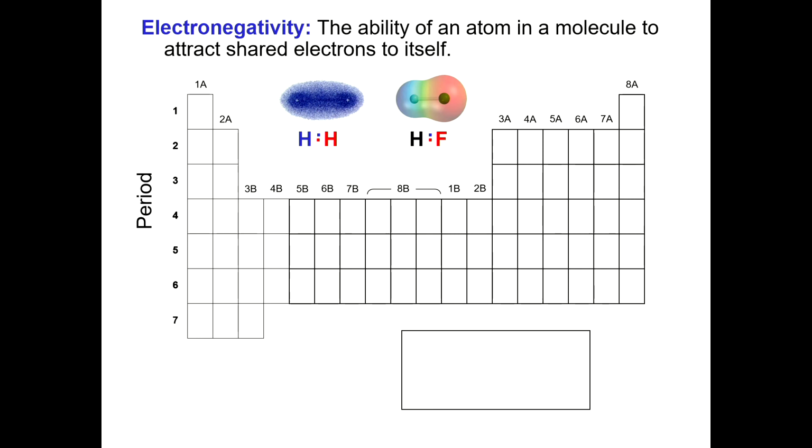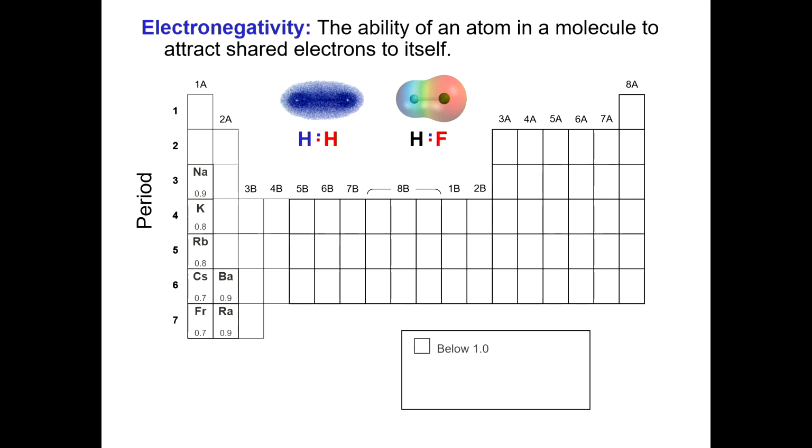So is that word electronegativity or electronegativity? Electronegativity, not electron. I don't know how to, you can say the word here, all right?